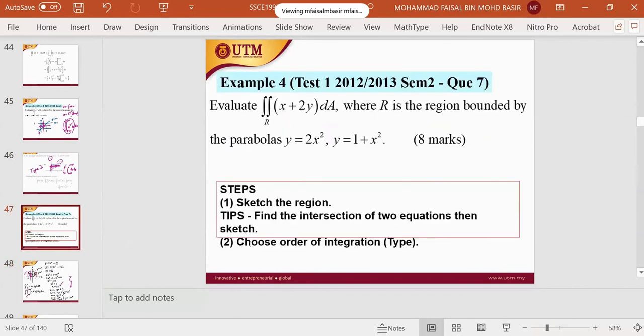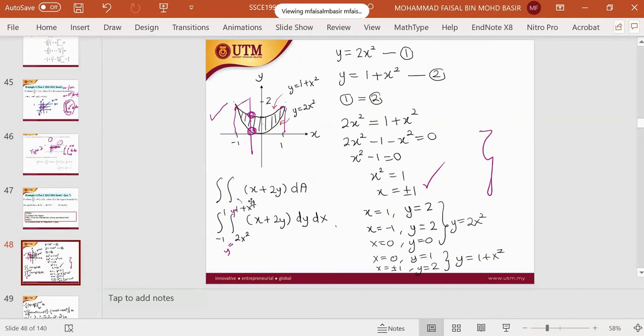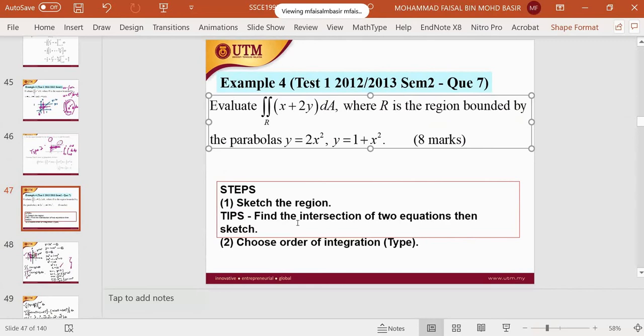Okay. Like this, you have y. Actually, this is the answer, right? Actually, you can directly put 2x plus something like this. You can put directly 2x squared plus 2, 1 plus x squared, but you don't know the x, right? So that's why you have to sketch. So remember 8 marks, which means you have to sketch. They didn't ask you to sketch, but you just sketch.